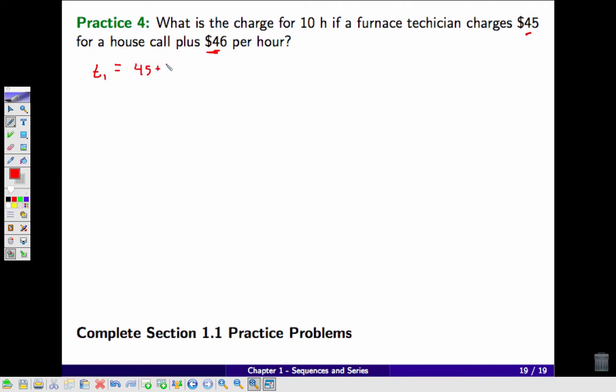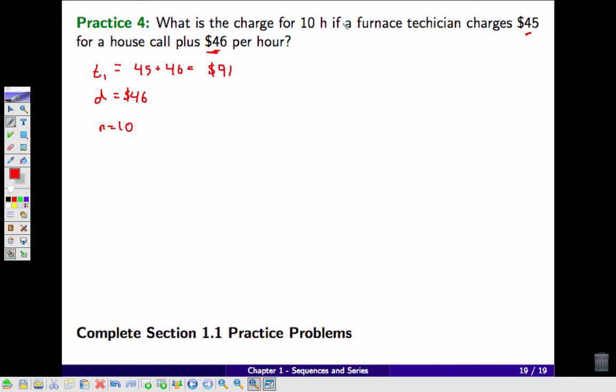Okay, so that means T1, the first term in the sequence, will be 45 plus 46. Okay, you get murdered in the first hour of this technician charging you here. You're going to get a charge of $91 for the first hour. Now, the following hours will only be $46 more. Okay, so that actually tells you what D is, right? Because you're just going to be adding 46 to each term.